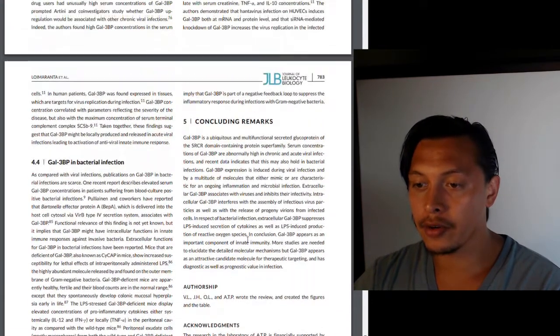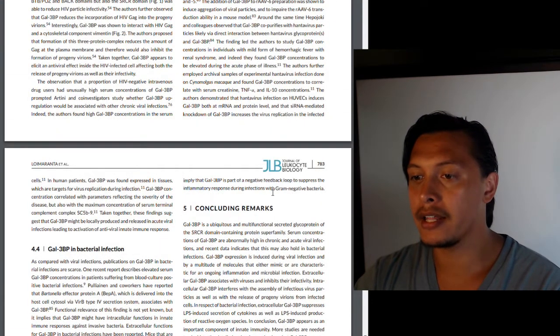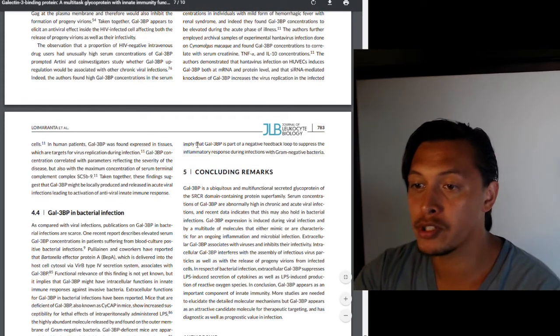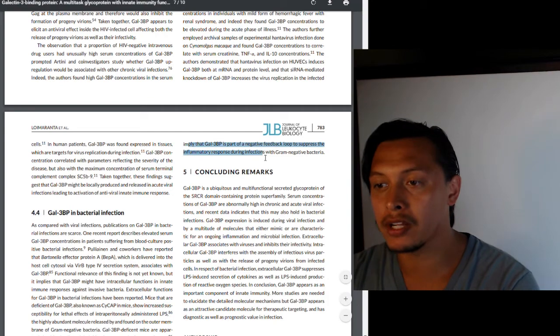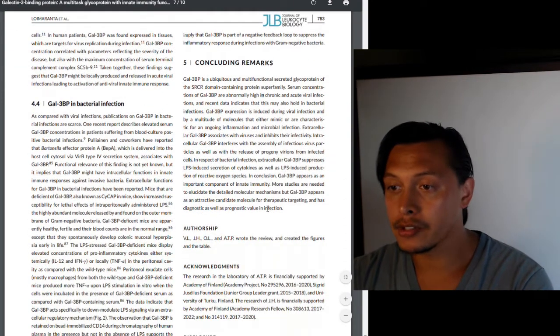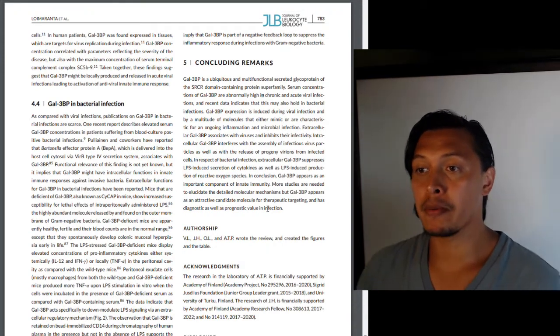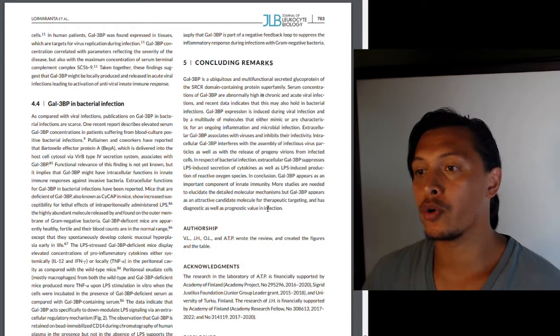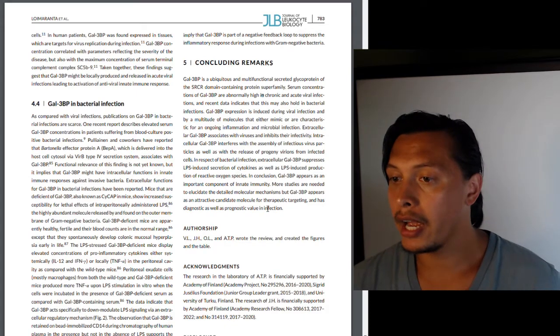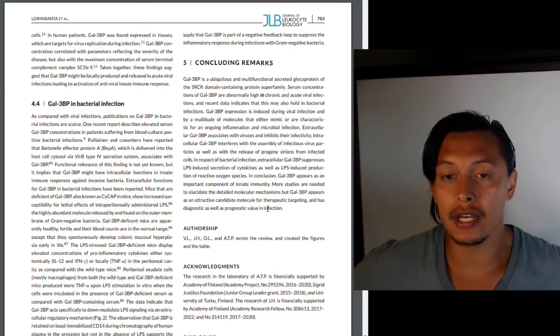So taken together, the current data imply that Gal3BP is part of a negative feedback loop to suppress the inflammatory response during infections with gram-negative bacteria. So here are the concluding remarks. Gal3BP is a ubiquitous and multifunctional secreted glycoprotein of the SRCR domain-containing protein superfamily. And you know what? I've already said enough.